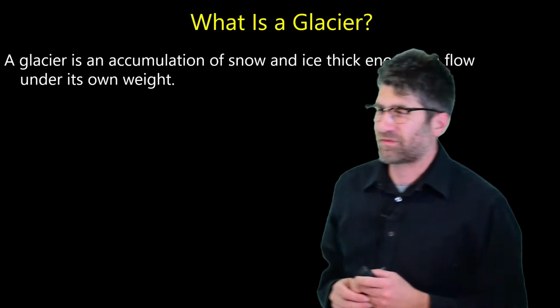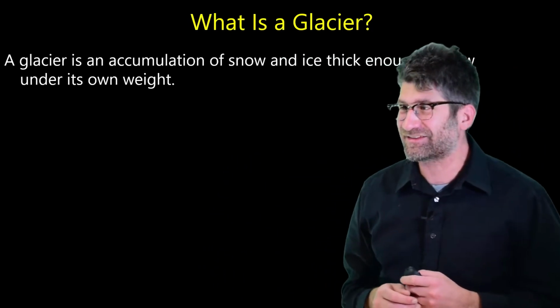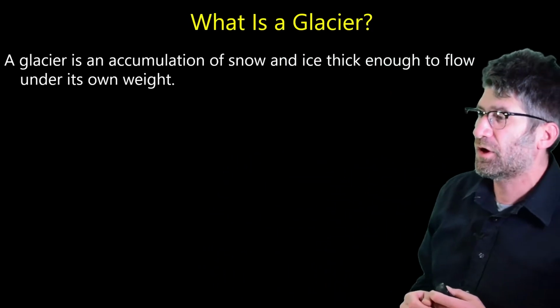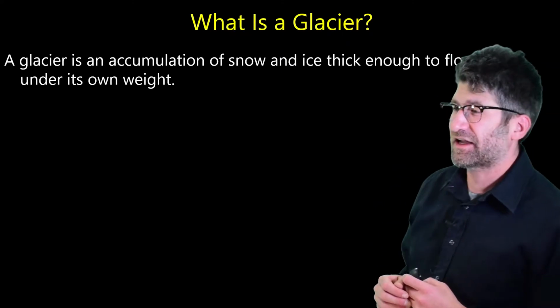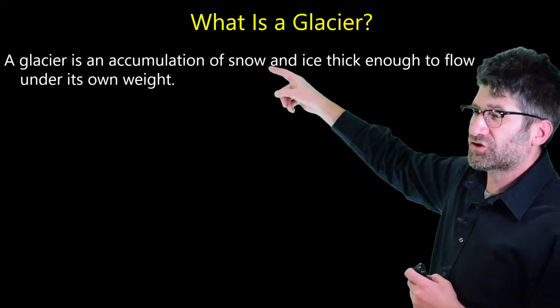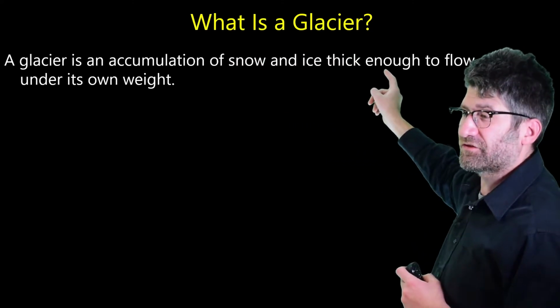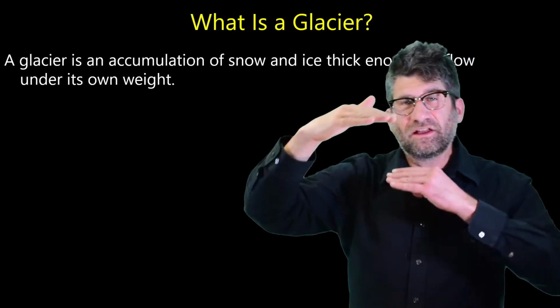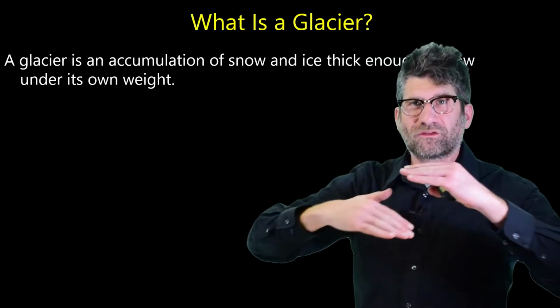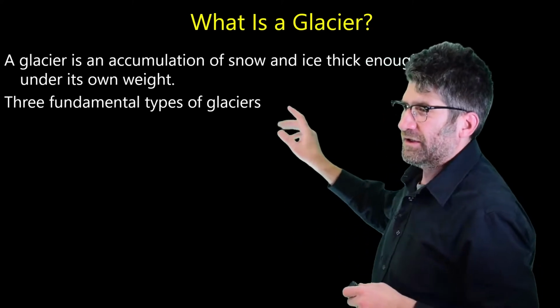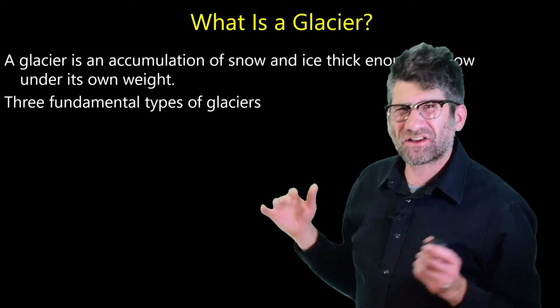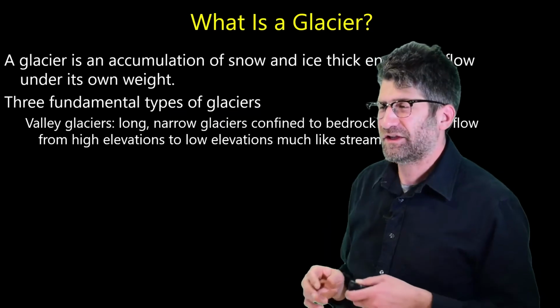Let's take a step back though. What exactly is a glacier? When we use the term glacier, it's not just an ice cube in your freezer. That does not technically count as a glacier. To be a glacier, you must have an accumulation of ice and snow that's thick enough that it actually flows under its own weight. So it's actually flowing under its own weight. When we talk about glaciers, there's three fundamental types of glaciers and then varieties on those.